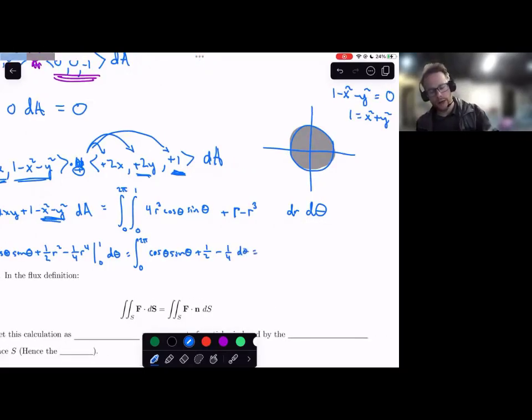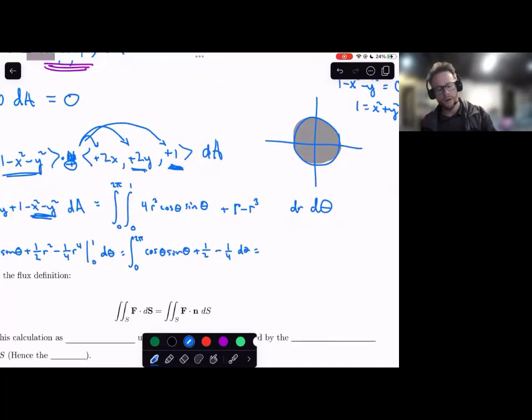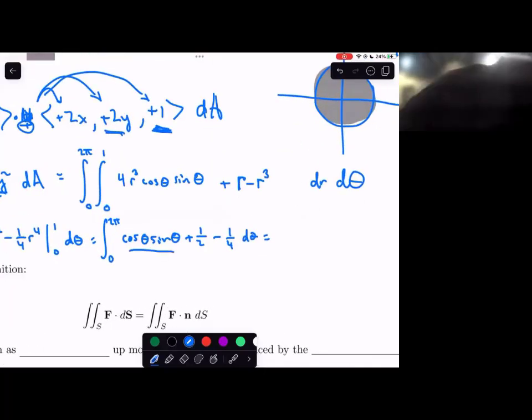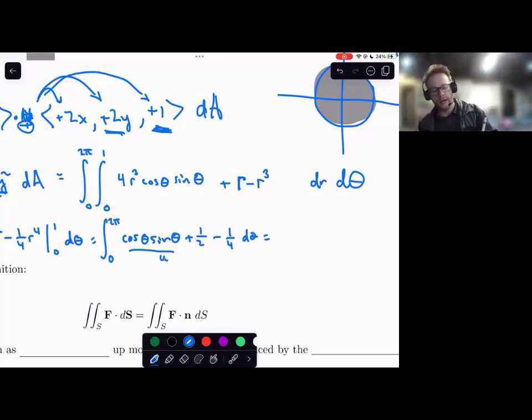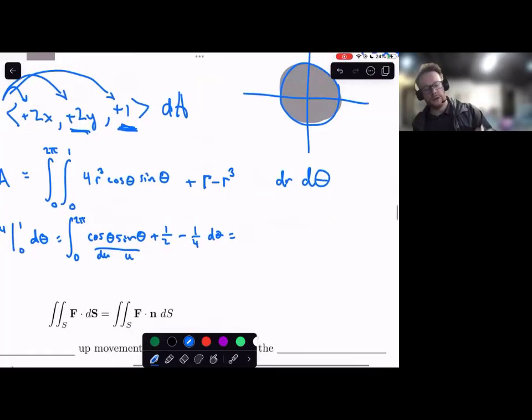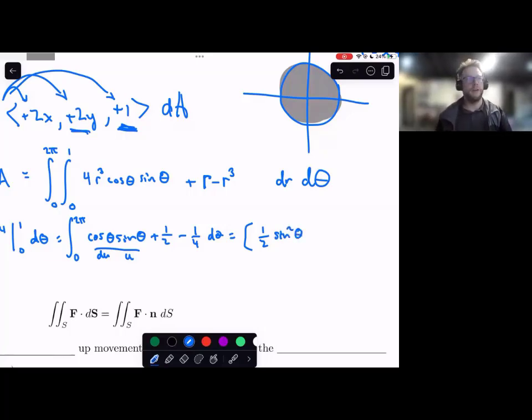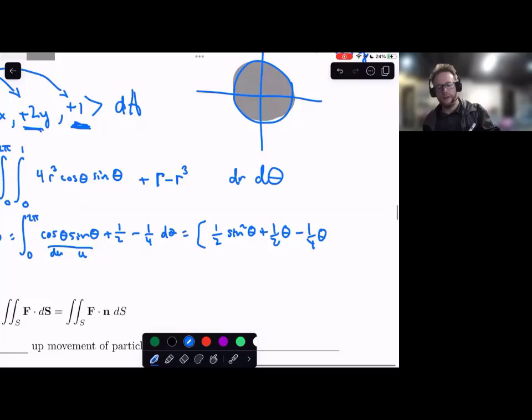So finally, let's go ahead and evaluate out our theta integral. Now, again, this can be done with a small u substitution. So if u is equal to sine, then du would be just cosine d theta. And so when I integrate this, this is going to be the same thing as 1/2 u squared. And again, u is equal to sine, so 1/2 sine squared theta. And of course, you can double check, right? If you take the derivative, you should get back to where you started. So this is a correct antiderivative. Plus 1/2 theta minus 1/4 theta, which of course you could have simplified if you'd like.